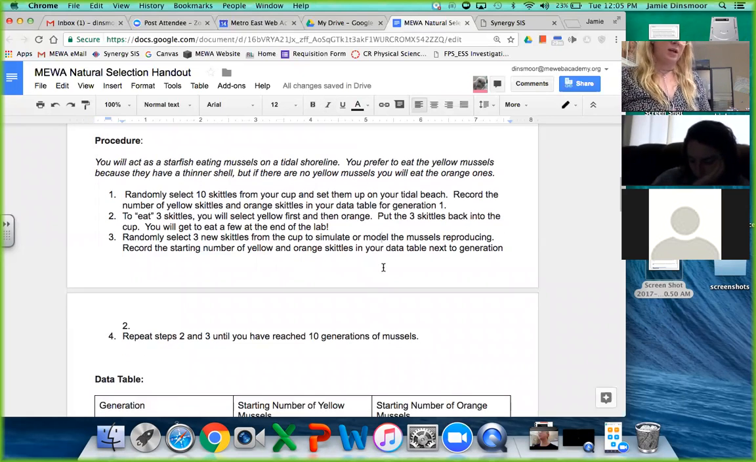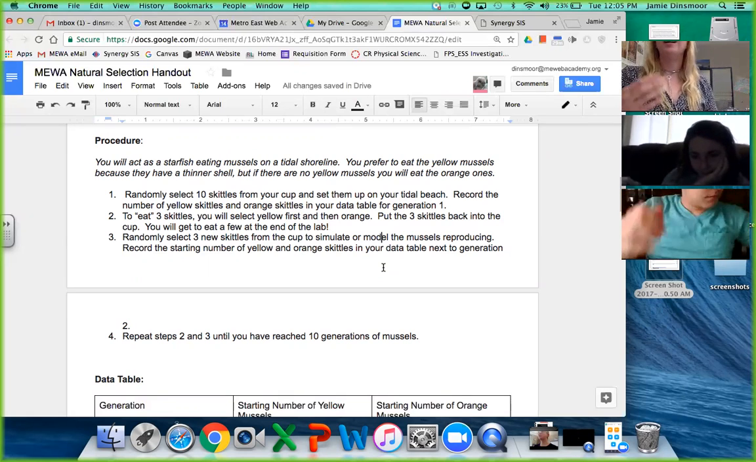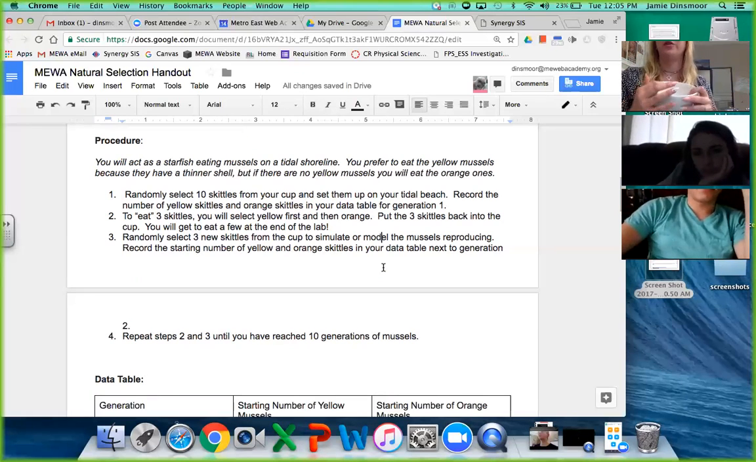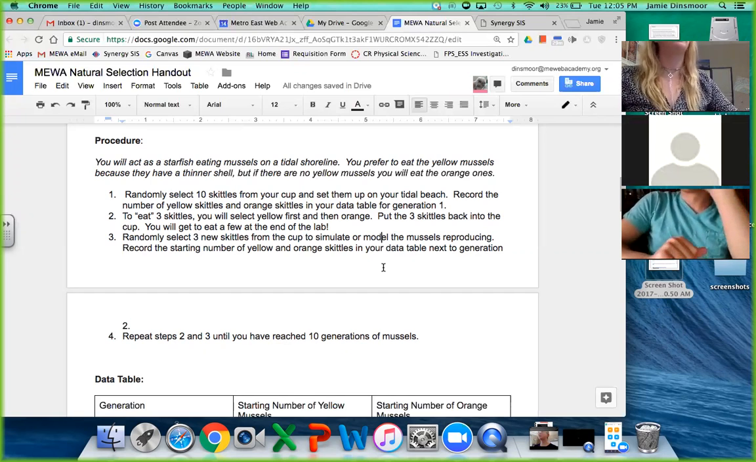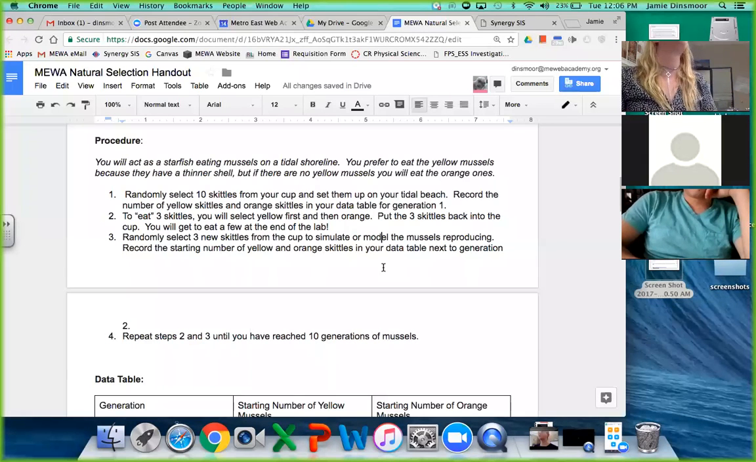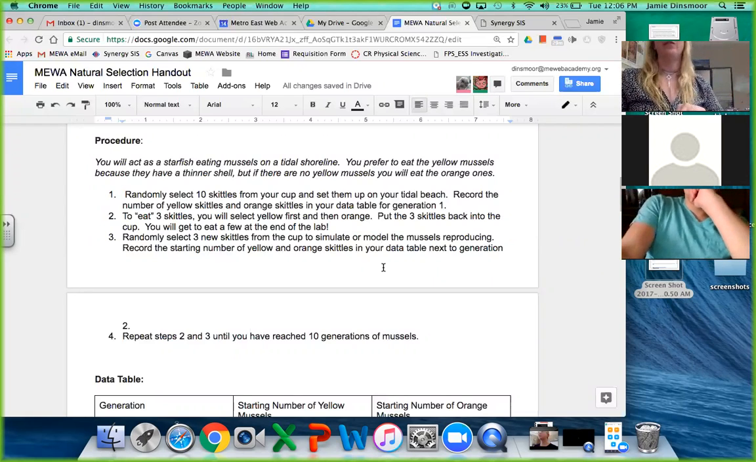So what we're gonna do is simulate this process happening. You're going to first draw 10 Skittles out of your cup, just randomly, so not looking, and place them on the shoreline. You're gonna eat 3 Skittles. You're not really gonna eat them yet. You're just gonna put them back into the pot of mussels. So you're gonna pick up 3, and you're gonna start with yellow. If you run out of yellow, then you're gonna eat orange. Put them back. Your mussels are reproducing in the bowl. And then you're gonna draw 3 more mussels out, and they're gonna go back on the shoreline.